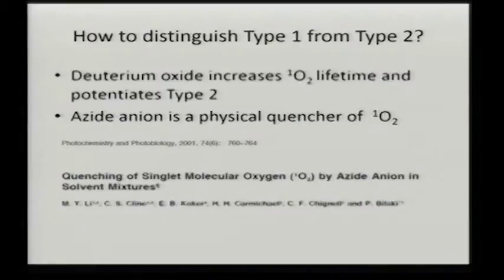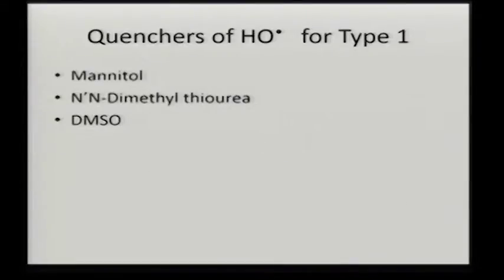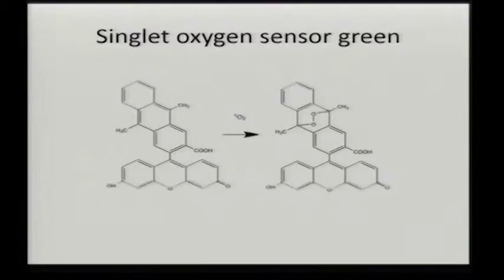How do you distinguish type 1 from type 2? Well, everybody knows that deuterium oxide increases the singlet oxygen lifetime, potentiating type 2. Azide is a well-known physical quencher of singlet oxygen. You can get quenchers of hydroxyl radicals, more or less specific. People say, well, they're going to quench anything. They're antioxidants. So a lot of people criticize these.